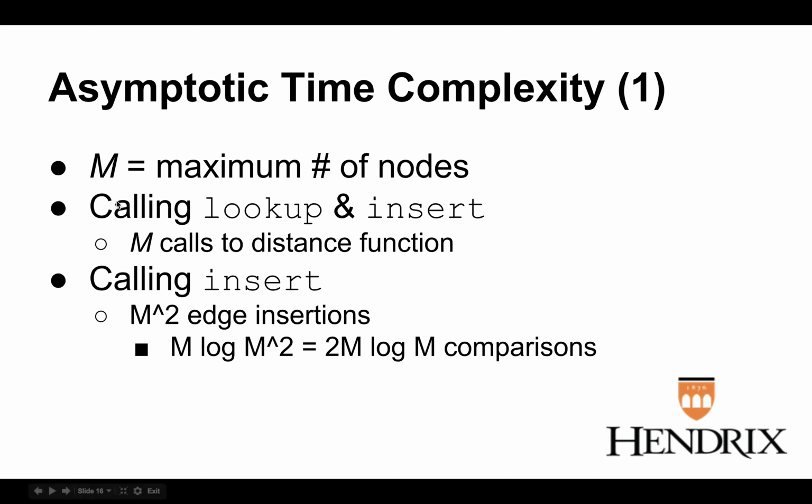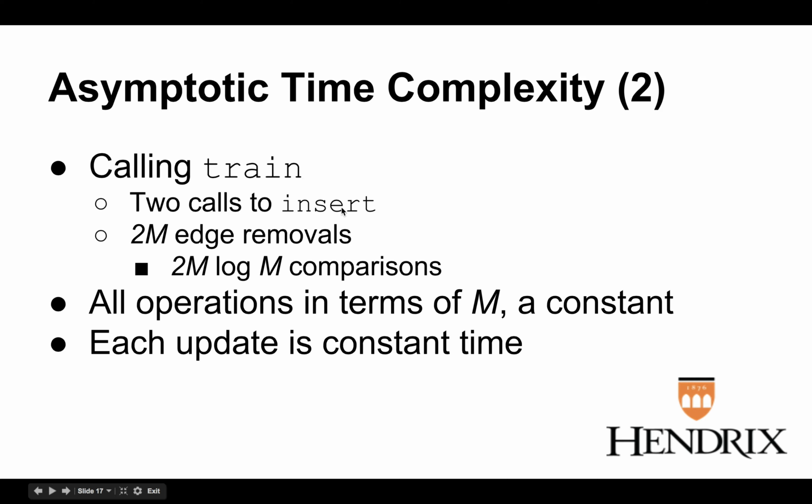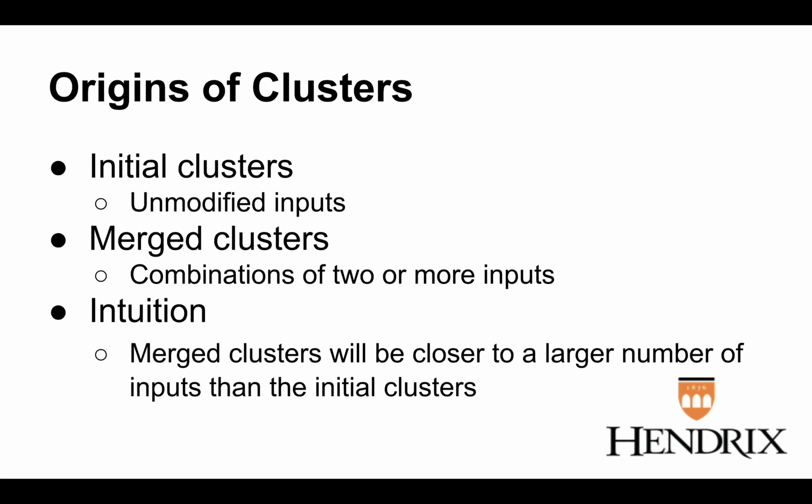In terms of time complexity, let m be the maximum number of nodes that we are willing to permit. Lookup and insert just do m calls to the distance function. Insert also does m squared edge insertions with a red-black tree, that's 2m log m comparisons. Training does 2 calls to insert in addition to 2m edge removals, 2m log m comparisons again. Since all of these operations are in terms of m, which is a constant, we can say the update happens in constant time. So I implemented that first version of the algorithm, and I'll be showing some data on it in just a couple of minutes.